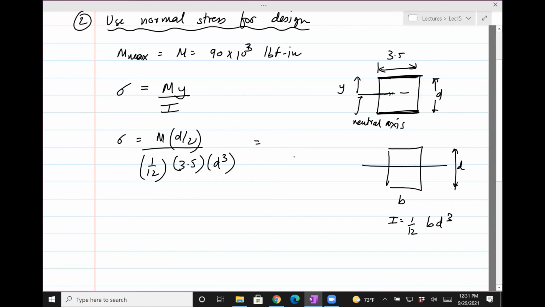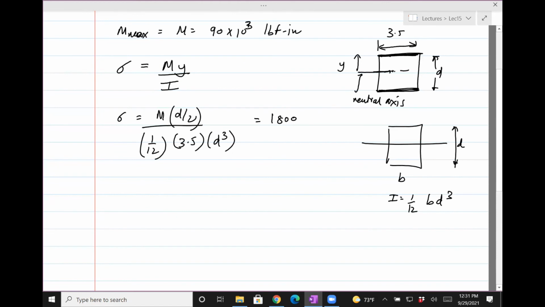Okay, so sigma is, now what's sigma? Since we're assuming that if it fails, it will fail when this limit is achieved, we need to put the maximum value, the normal stress corresponding to the strength. So in this case, it is 1800 psi. M is 90 times 10 raised to 3. D is unknown. So 1/12, 3.5, D cubed equals 1800.